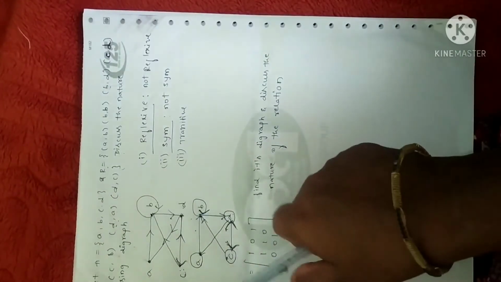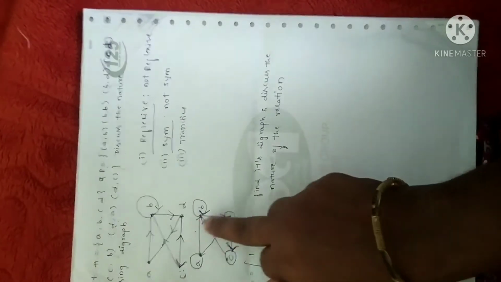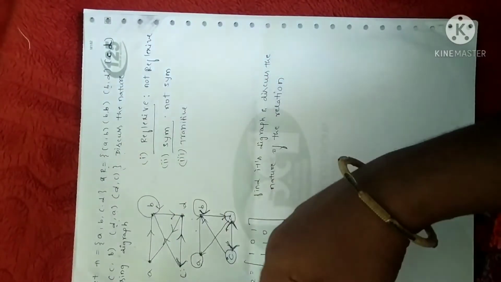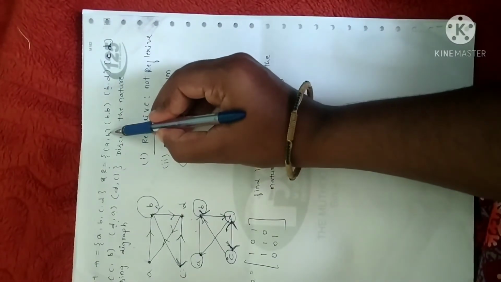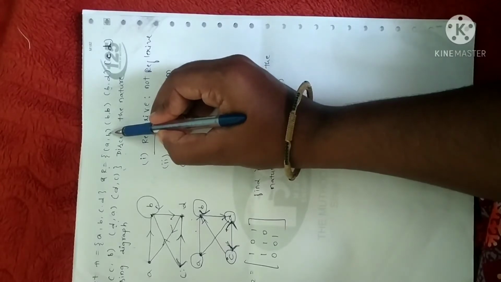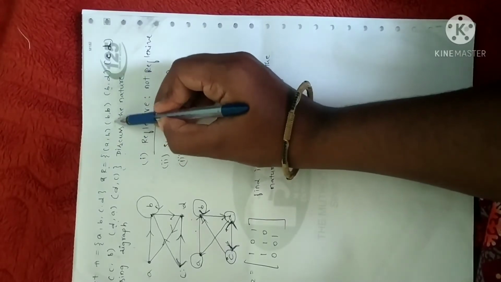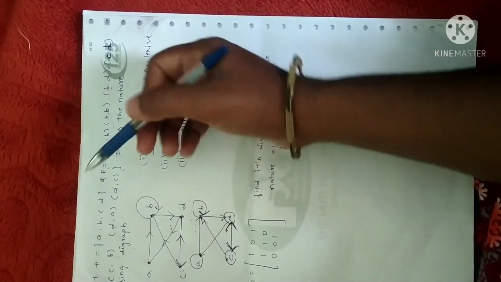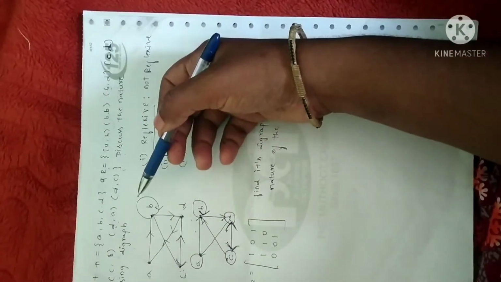You can just look at the diagram. If you are finding confusion in the diagram, in the relation itself you can identify. See, A to B, an edge is there. Fine. And B is continuing here, so A to B obviously an edge will be there. Check for the remaining pairs.